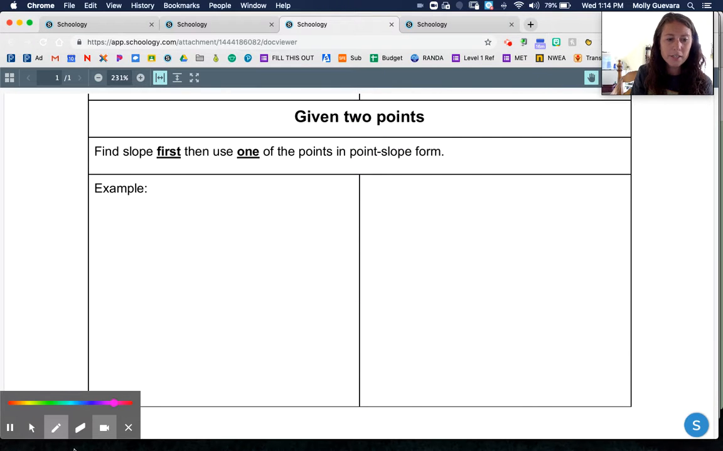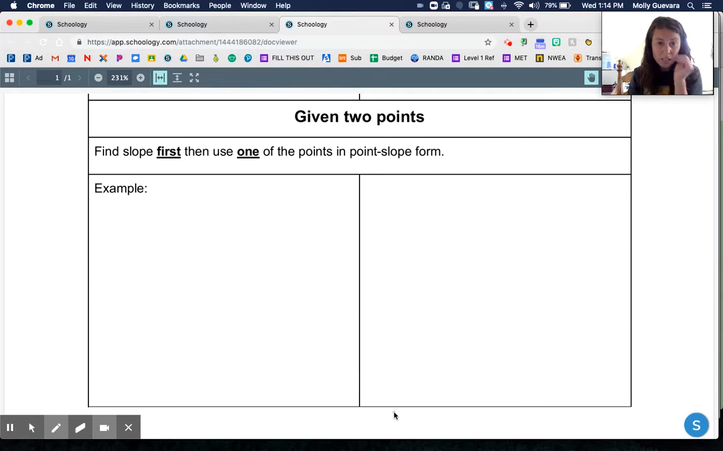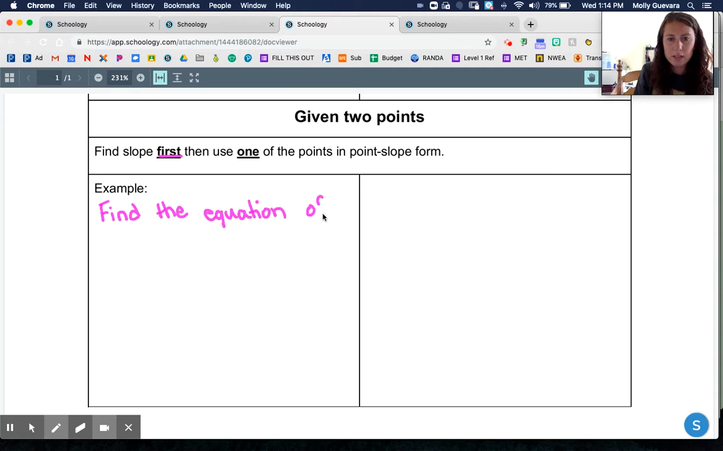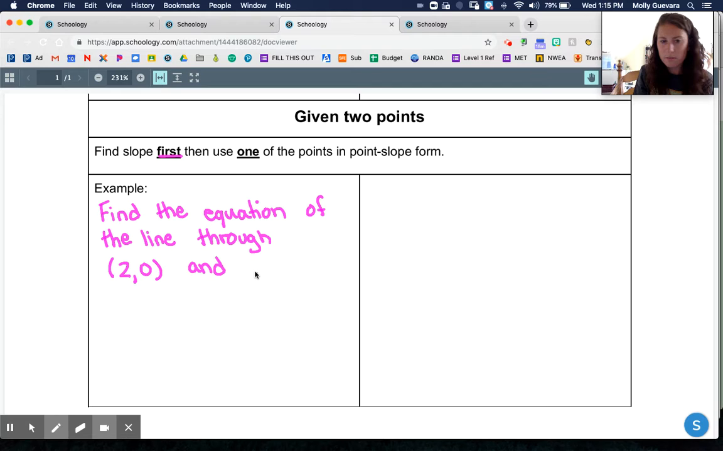Okay, so what if you're given 2 points instead? You're not given a point and the slope, you're given 2 points. So it says find slope first, then use one of the points. So let's try this example. Find the equation of the line through, and my points are 2, 0, and 5, 3.